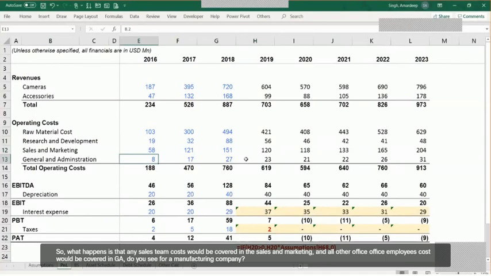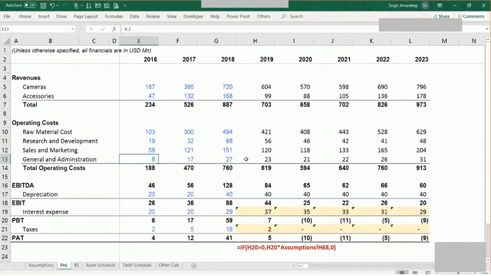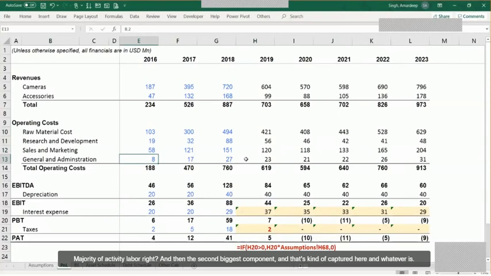So you see, for a manufacturing company, the majority of the employee cost is actually towards the direct labor, right? And then the second biggest component out there is the sales and marketing.